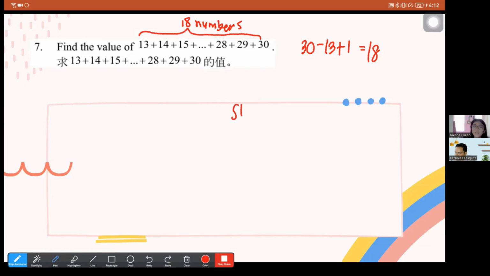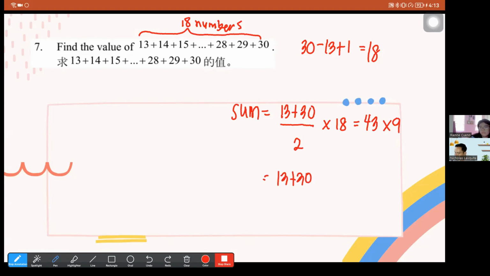So to get the sum, or the total if you keep on adding, that is simply 13, the smallest number, plus 30, the biggest number, divided by 2 times the number of terms, which is 18. Okay? So this is just 43 times 9. Because we can rewrite this as 13 plus 30 times 18 divided by 2. So we have 43 times 9, which is equal to 387.